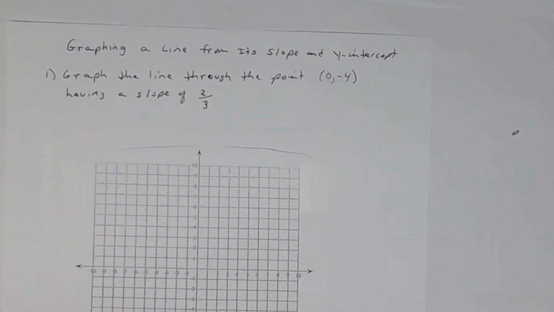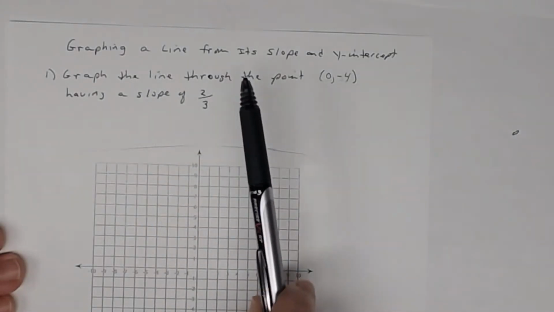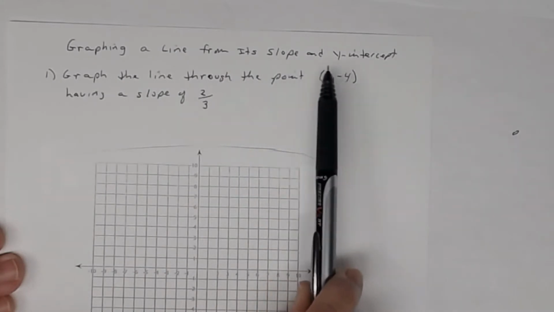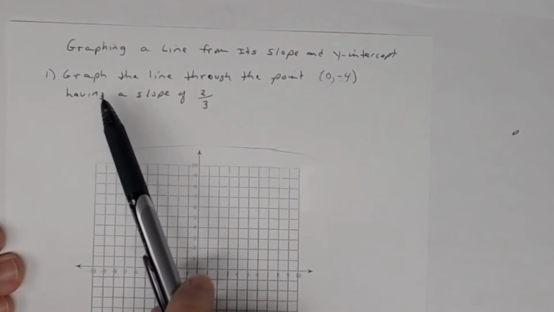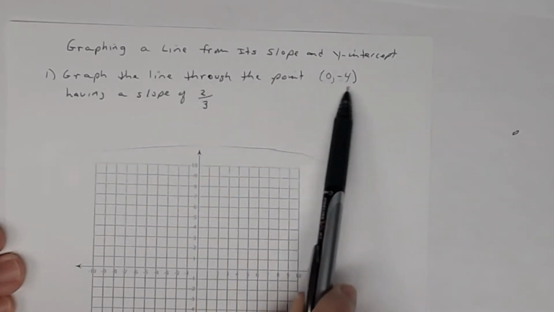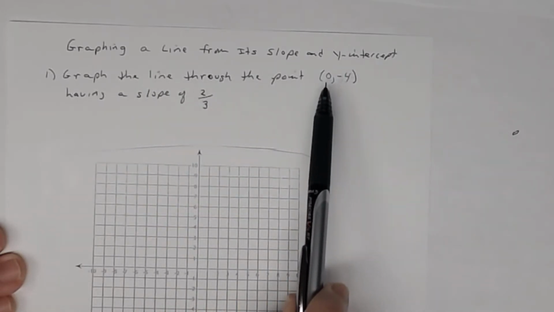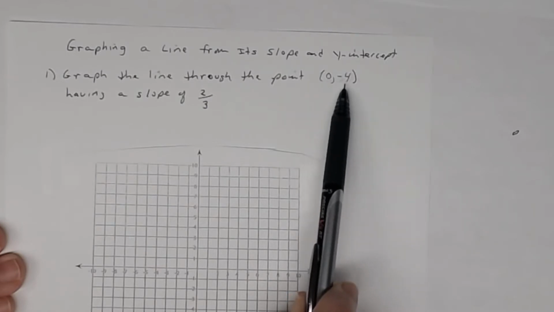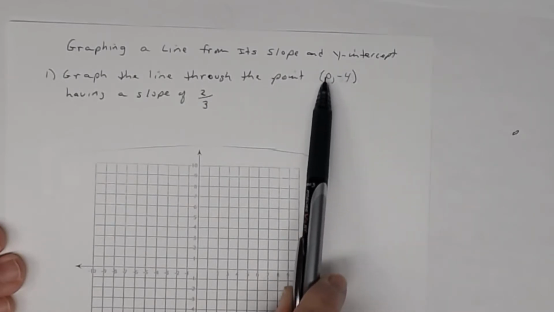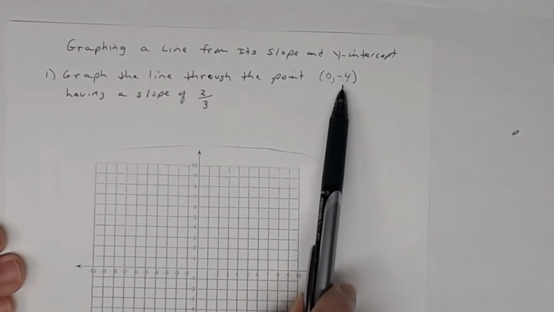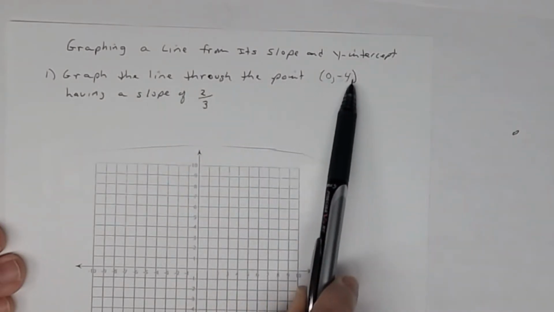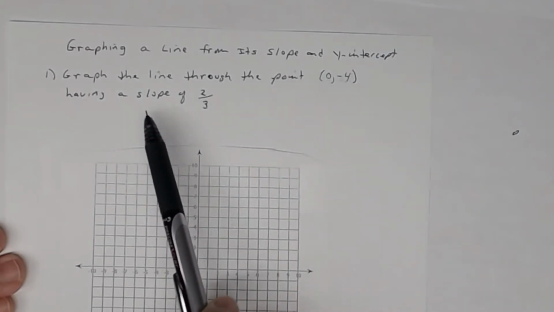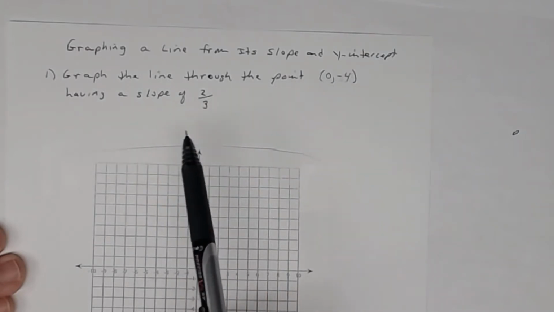In this lesson, you're going to learn how to graph a line using its slope and y-intercept. All right, so let's look at number one. Number one, you're asked to graph the line that goes through this point, and this point has coordinates (0, -4). Remember, the first coordinate is your x-coordinate, and the second coordinate is your y-coordinate. So graph the line that goes through the following point, having a slope of 2/3.